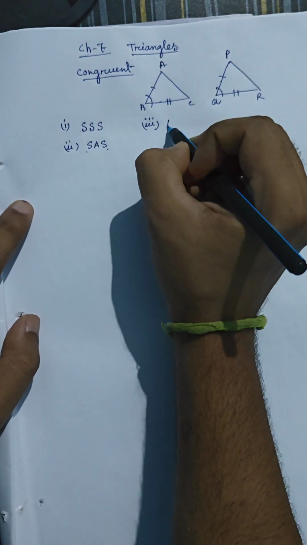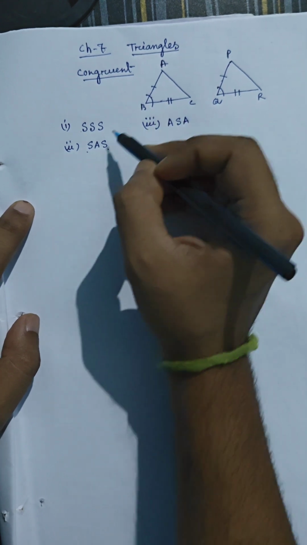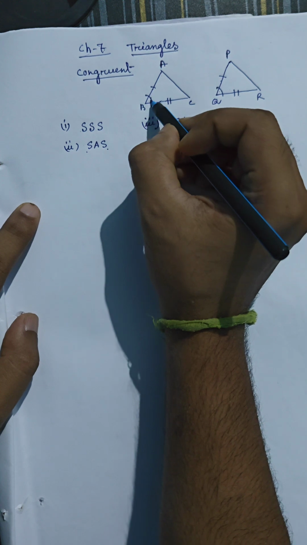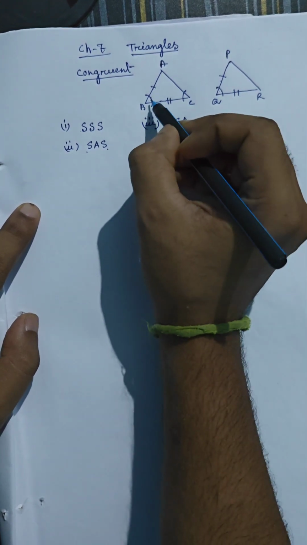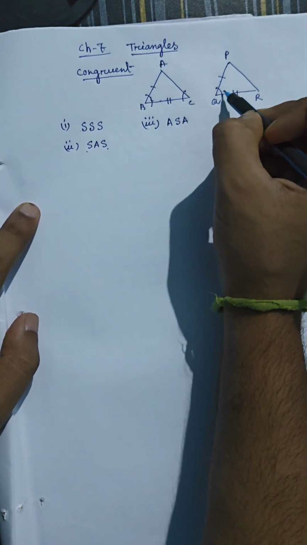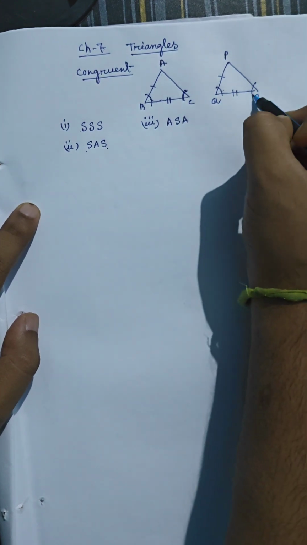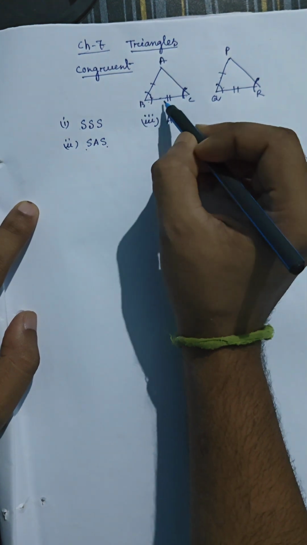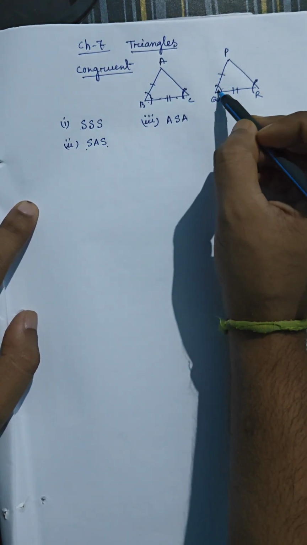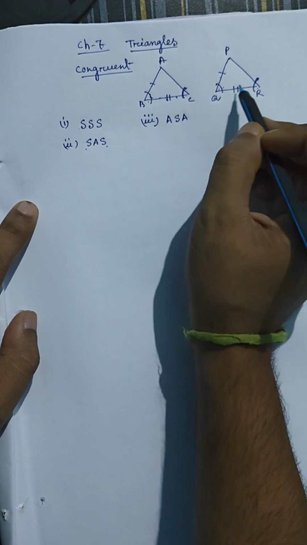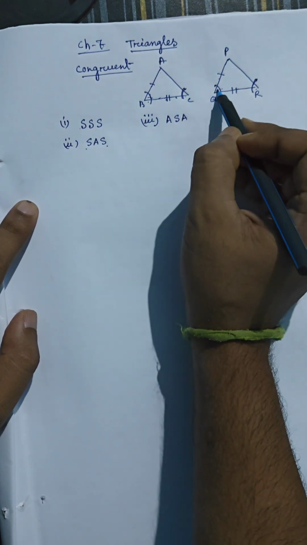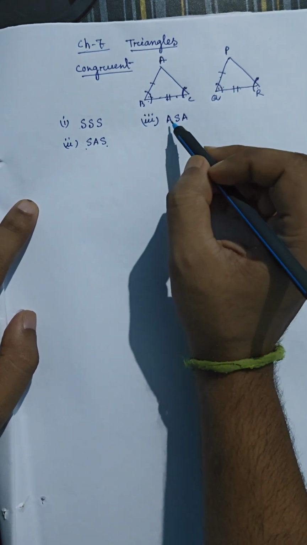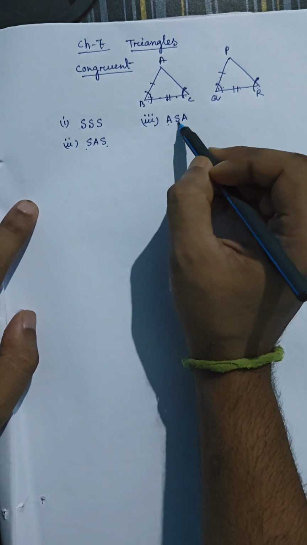Third one is ASA, similar to this one. Here we'll consider two angles, for example angle B and angle C. So angle B is equal to angle Q, angle C is equal to angle R, and the side between angles B and C, that is BC, and the side between angles Q and R, that is QR, these two sides must be equal. This angle is equal to this angle, and this side is equal to this side. Then only we can apply ASA, angle side angle.